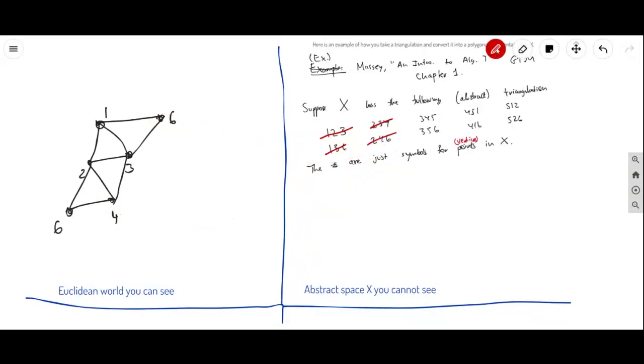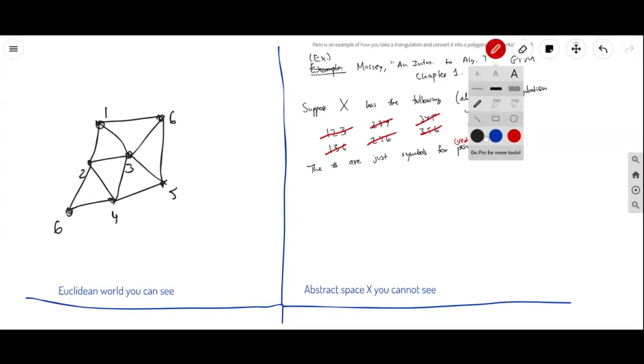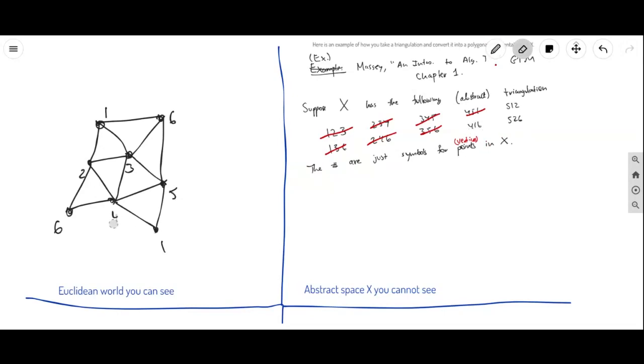So we have 2, 4, 6, and we do 3, 4, 5. Say this is 5, 3, 4, 5. So we did this one. Then we have 3, 5, 6. So we did this one. We have 4, 5, 1. 4, 5 is there, so we can just draw a 1 down here. So that would be 4, 5, 1. Then we have 4, 1, 6. 4, 1, 6, there it is. We can just close it up like this.